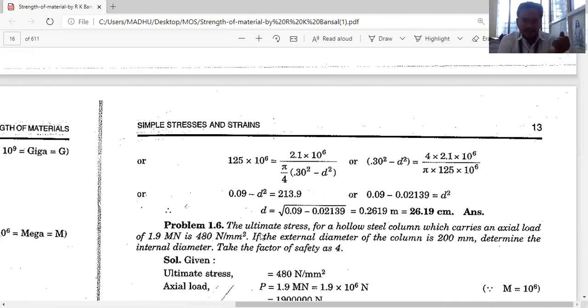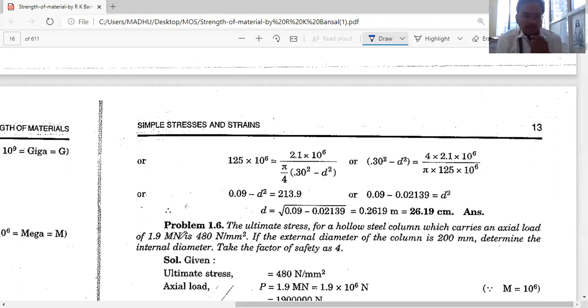Problem number 1.6. Here it has got some other given data. Here the ultimate stress is given. What is ultimate stress? Let us read the problem first. The ultimate stress for a hollow steel column which carries an axial load of 1.9 meganewton is 480 newton per mm square.